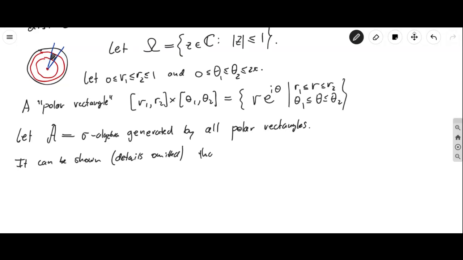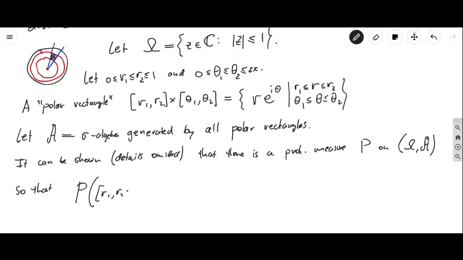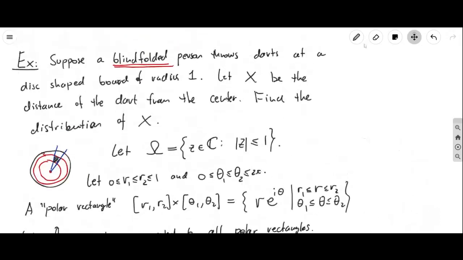So it can be shown that there is a probability measure P on this sigma algebra, so that the probability of a polar rectangle is equal to. So basically, the idea here is we want to use these polar rectangles as a way to tell us what the probability should be. Like, what should it be if this is truly a random experiment being done by someone who's blindfolded?